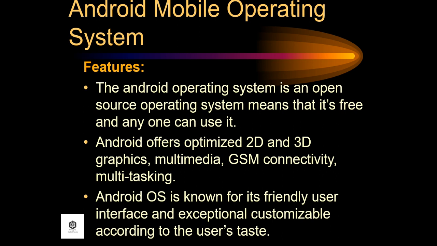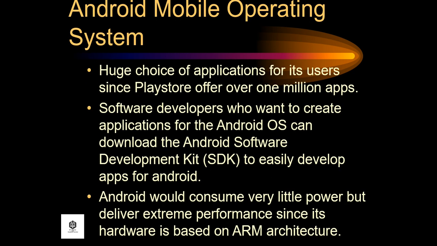The features of Android mobile operating system are: the Android operating system is an open source operating system, meaning that it's free and anyone can use it. Android offers optimized 2D and 3D graphics, multimedia, GSM connectivity, and multitasking. Android OS is known for its friendly user interface and is exceptionally customizable according to the user's taste.